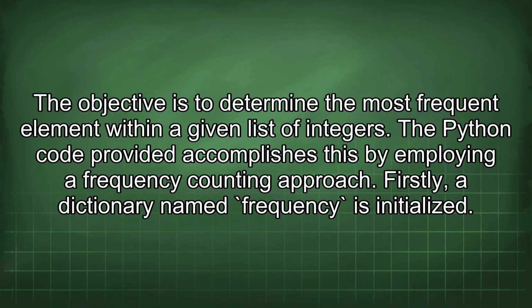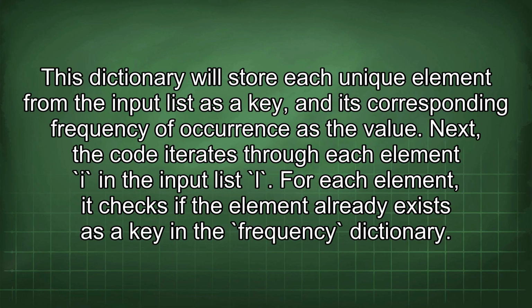The objective is to determine the most frequent element within a given list of integers. The Python code provided accomplishes this by employing a frequency counting approach. Firstly, a dictionary named frequency is initialized. This dictionary will store each unique element from the input list as a key and its corresponding frequency of occurrence as the value. Next, the code iterates through each element i in the input list L.